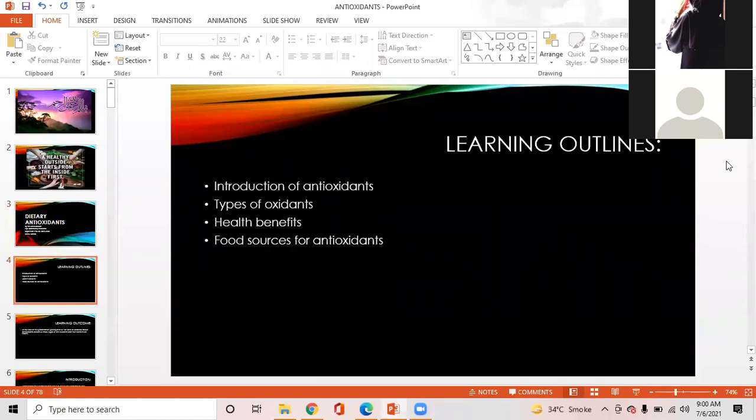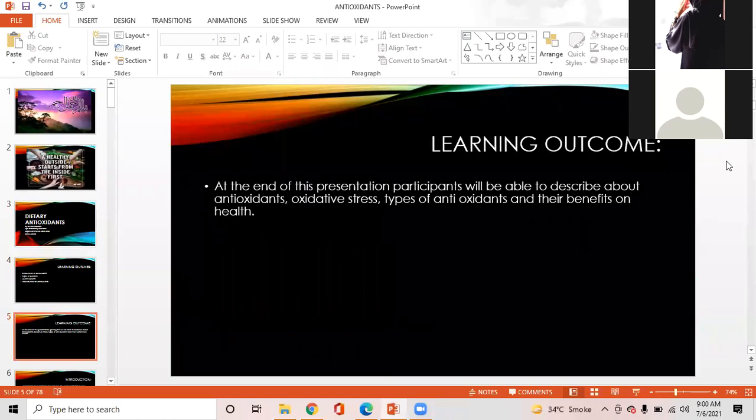Learning outlines: introduction of antioxidants, types of antioxidants, health benefits, food sources for antioxidants. Learning outcomes: at the end of this presentation, participants will be able to describe antioxidants, oxidative stress, types of antioxidants, and their benefits on health.